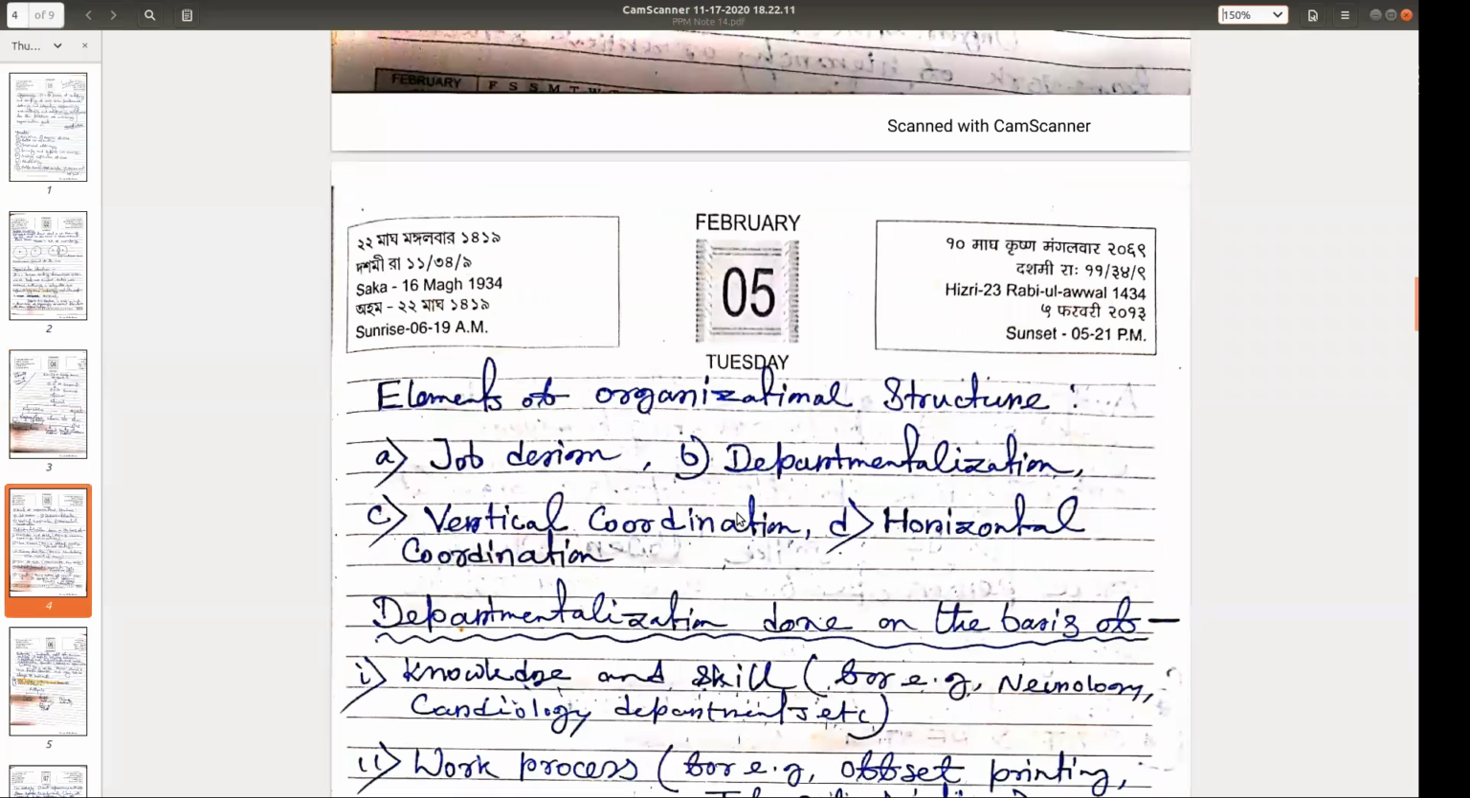Next, we explored the different elements of organizational structure. Job design is one element, departmentalization is one element. That means there are different departments, and based on the departments we have established the communication. Because organizational structure is nothing but a framework of coordination, or a framework of communication, you can say. And obviously we can make vertical coordination and horizontal coordination through this.